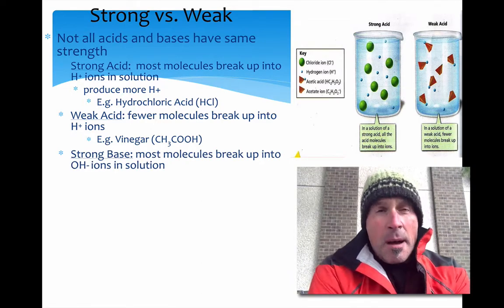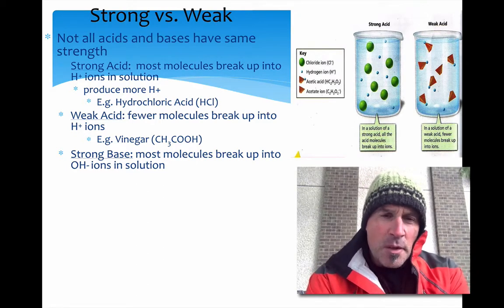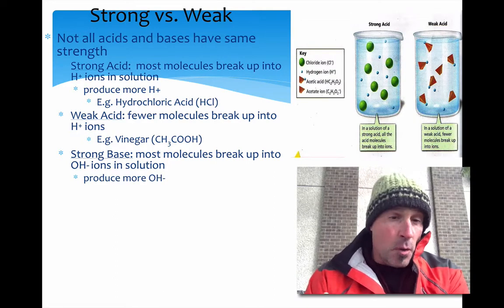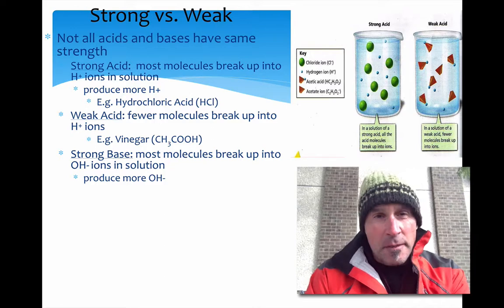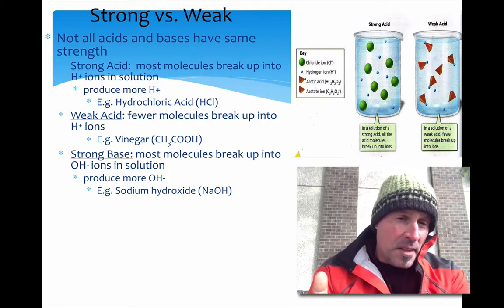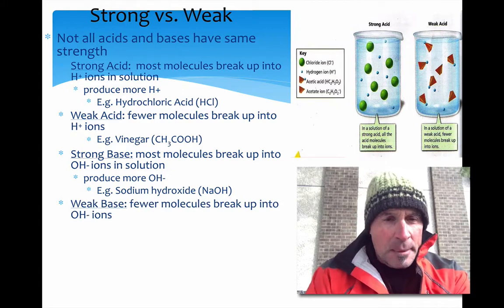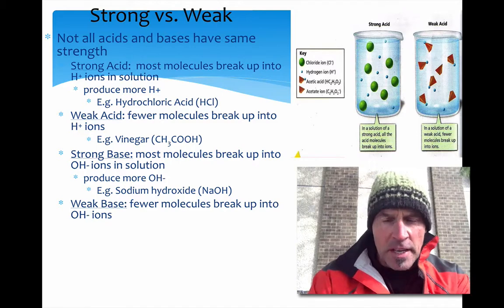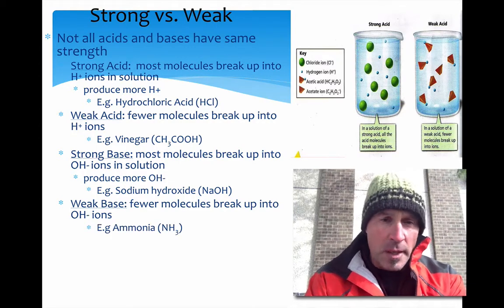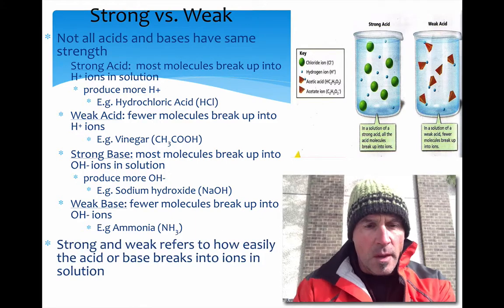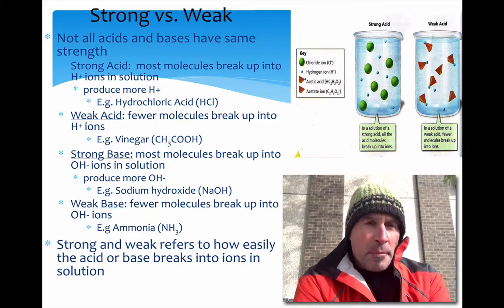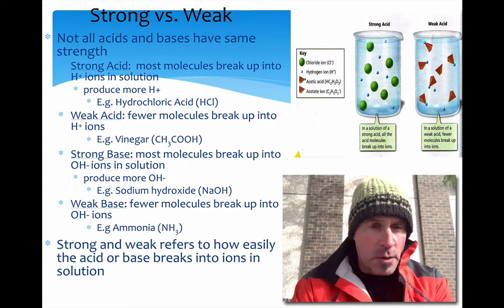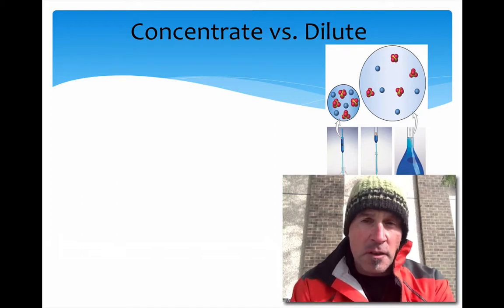All right, strong base. Same deal. So a stronger base has more molecules that break up into the OH negative ions in solution. So again, they produce more OH negative in that solution. So for instance, in this case, sodium hydroxide. A weak base is where fewer molecules break into OH negative ions. In this case, ammonia. All right, so strong and weak acids and bases refer to how easily the acid or base breaks into individual ions in the solution.